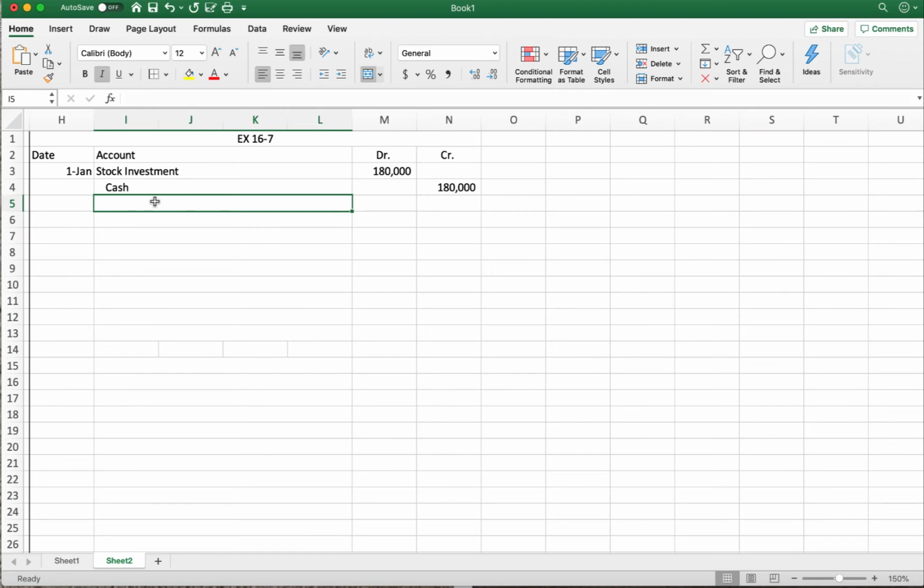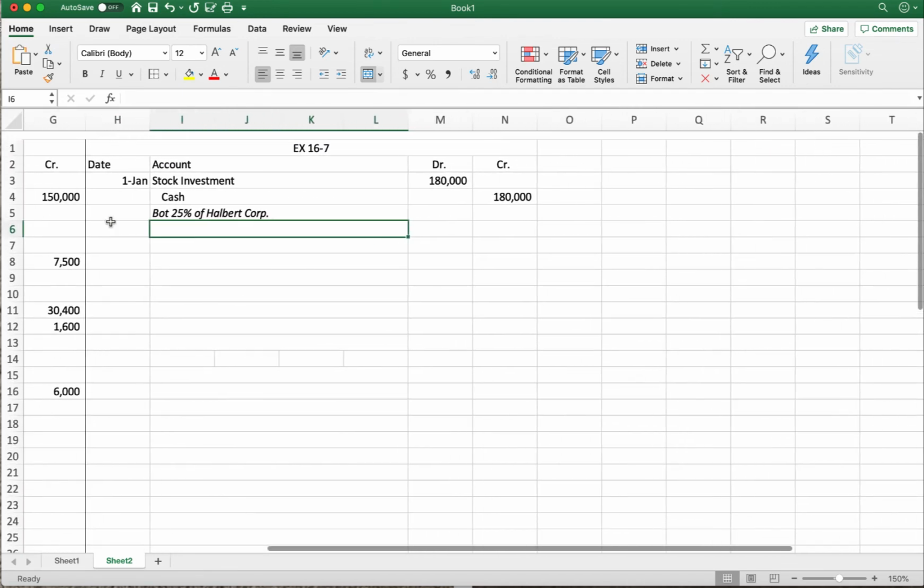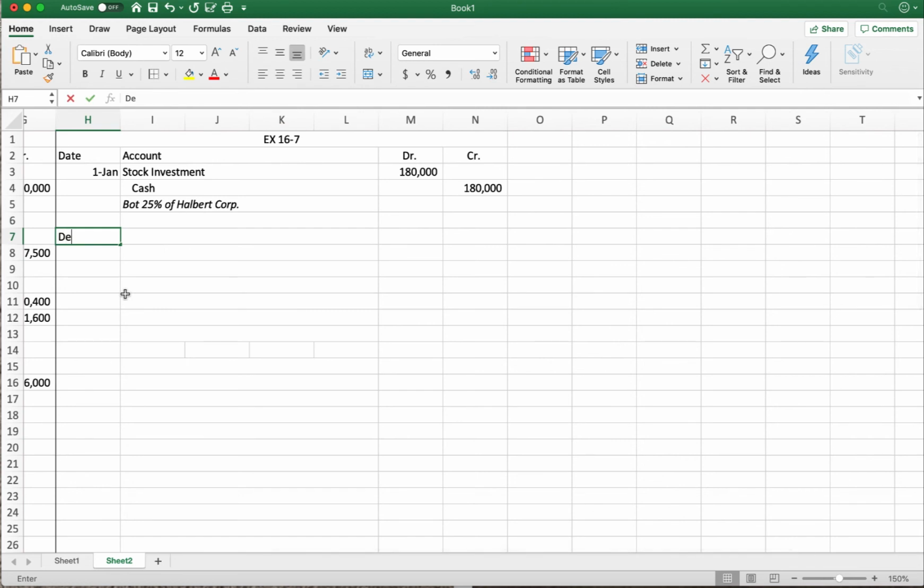We just want to put enough information in there to tell us what's going on, right? Enough information that maybe we don't get just by looking at stock investment, debit, cash, credit. That says we bought an investment in another company's stock, but I would say we bought 25% of Halliburton Corp. So that tells me that at 25%, I've got special accounting here. I've got to use the equity method. Okay, so now let's go to December 31.